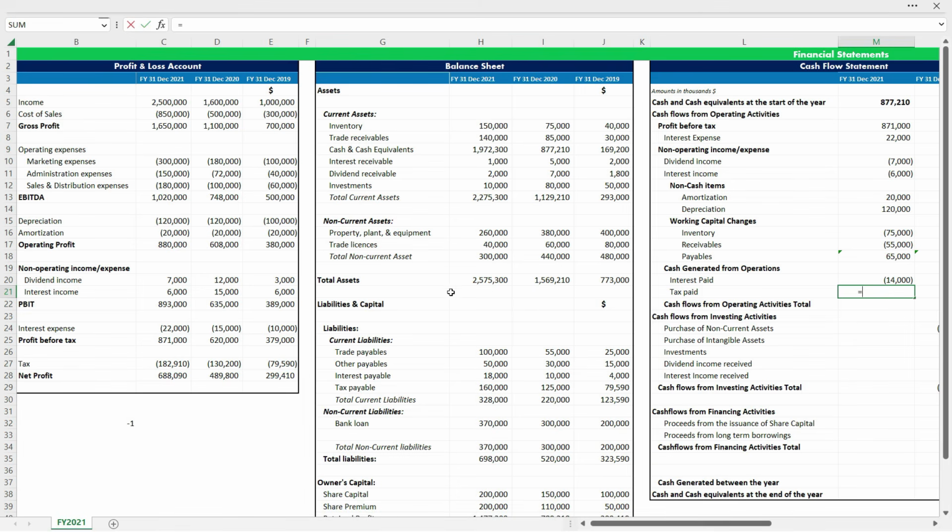And tax paid, that is opening payable minus the expense for the year, minus becomes plus, so it is basically plus for the year, minus balance that is still payable, and then let us convert the value to the negative one, and you got it. Now let us talk about purchase of non-current assets.